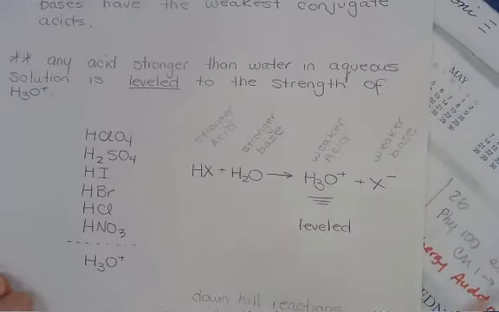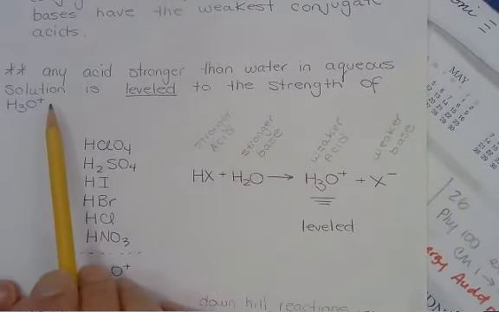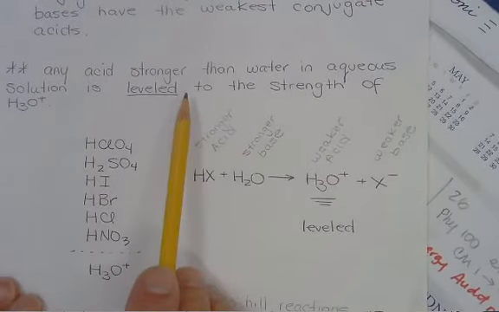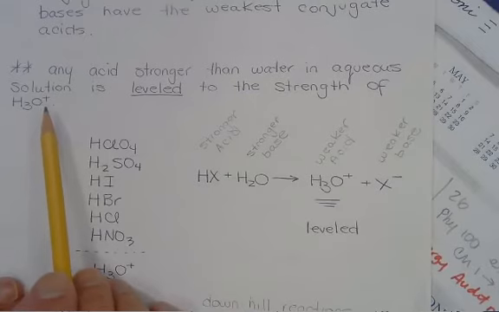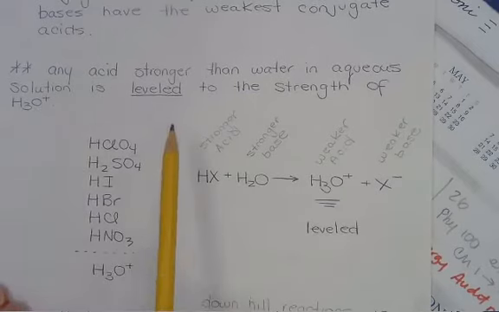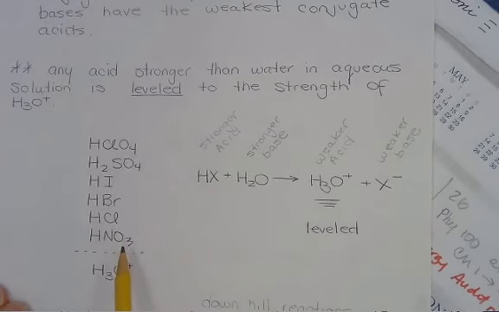Any acid stronger than water in aqueous solution is considered to be leveled to the strength of the hydronium ion. In other words, it doesn't matter which of these acids you put into solution. As soon as you put them into aqueous solution, I basically make as much hydronium ion as I can stoichiometrically.